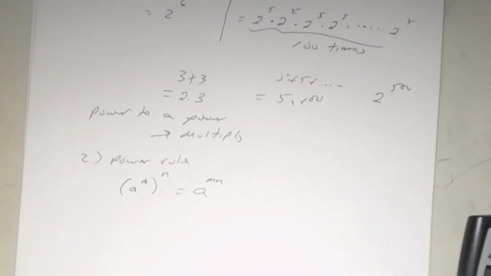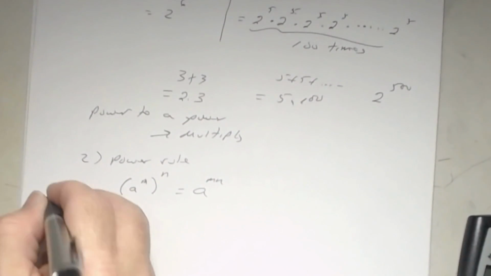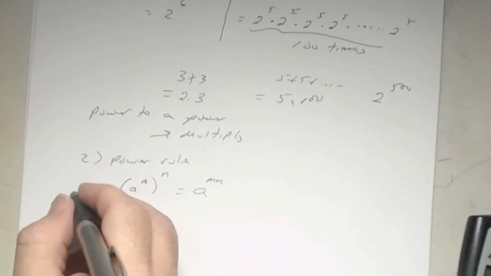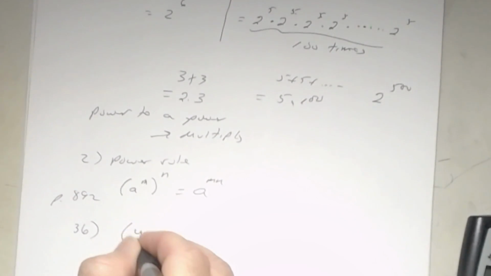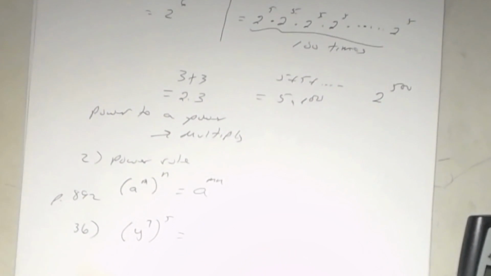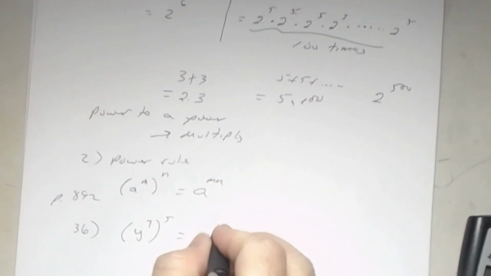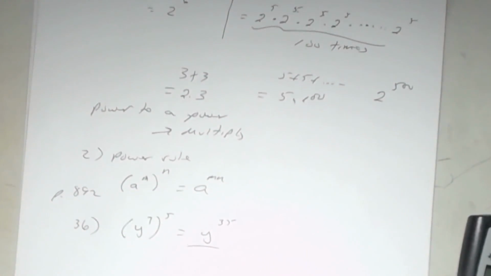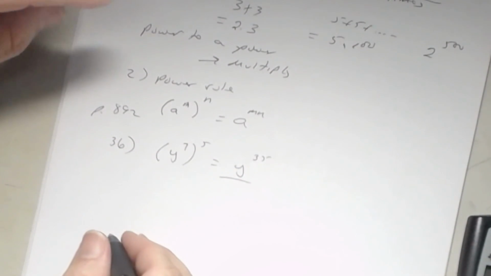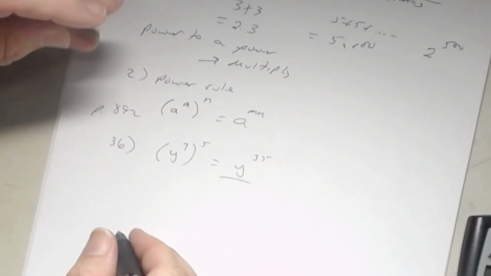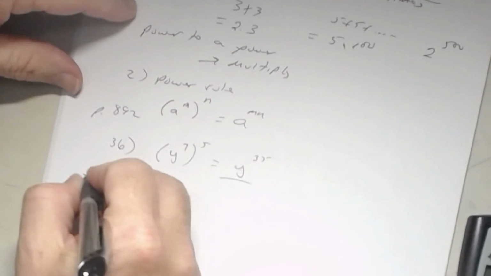All right, suppose we had 36, and this is on page 892. So you have y to the 7th raised to the 5th. You know the answer now. What's the answer? Y to the 35th. That's the answer. All right. Okay, so let's look at this example first.